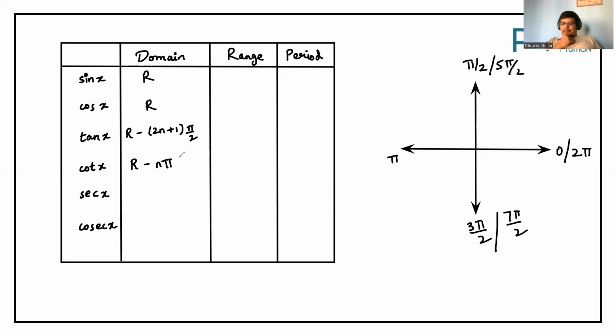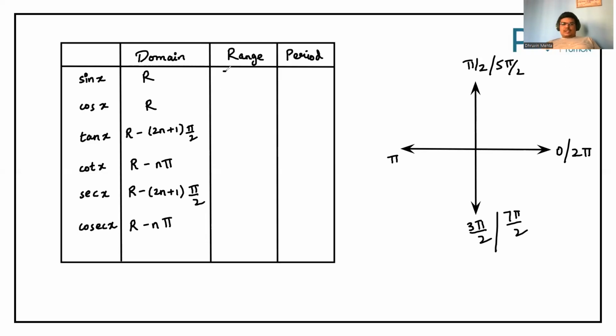Next comes sec. Sec of which angle is not defined? So sec is defined everywhere? No, wherever cos is zero, sec will be not defined, because sec is 1 upon cos, and cos is 0 there. Cos of which angle is zero? 90. So it is like tan. So it's all real numbers except (2n+1) pi by 2. What about cosec? Where is it not defined? Sir, all real numbers except n pi. Correct.